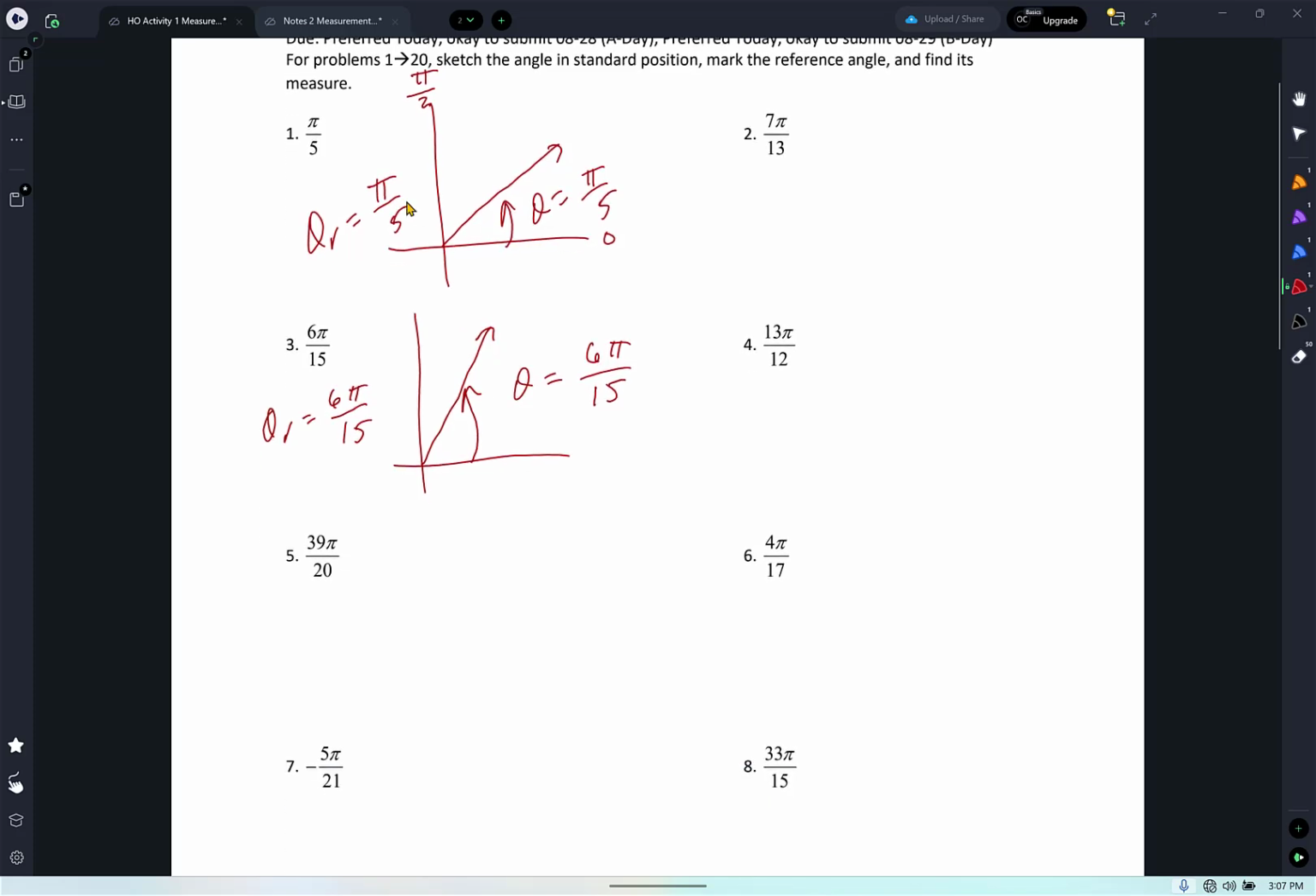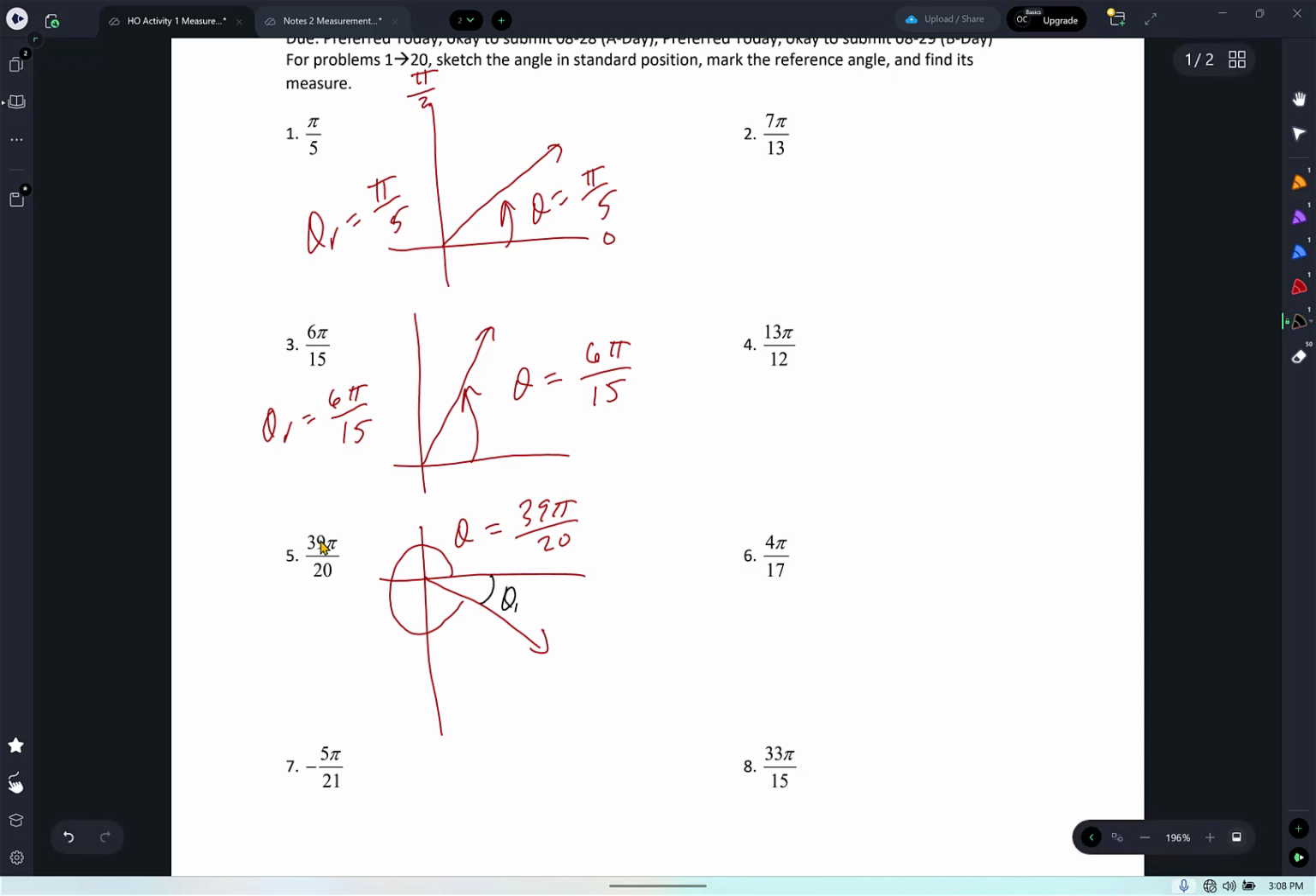Okay, look at number 5. 39 pi over 20. Look how close number 5 is to 2 pi. It's only pi over 20 away. If the numerator were 40 pi over 20, that would have been 2 pi. Does that make sense, guys? So you are probably really close to the x-axis like that. It doesn't have to be perfect, guys. I'm not looking for perfection. So your angle there is 39 pi over 20. And the reference angle, this little guy, theta r, is pi over 20. Don't put degrees. These are radians. Is this making sense, guys?